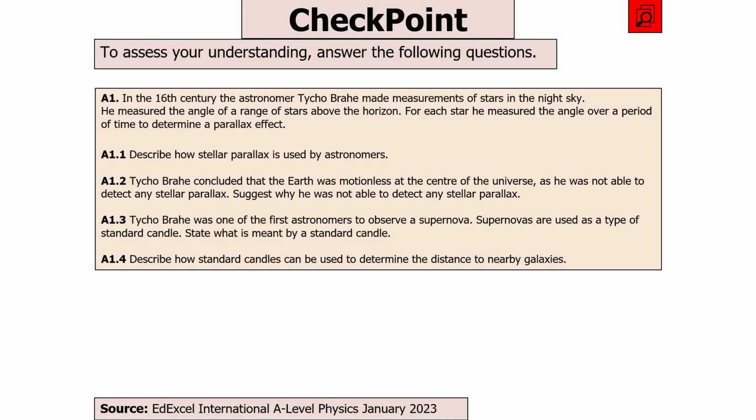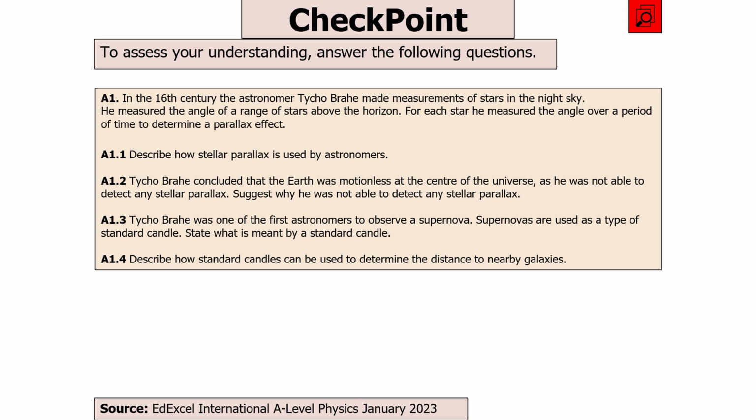The next question now says, in the 16th century, the astronomer Tycho Brahe made measurements of stars in the night sky. He measured the angle of a range of stars above the horizon. For each star, he measured the angle over a period of time to determine a parallax effect. First, describe how the stellar parallax is used by astronomers. Tycho Brahe concluded that the Earth was motionless at the centre of the universe as he was not able to detect any stellar parallax. Suggest why he was not able to detect any stellar parallax.